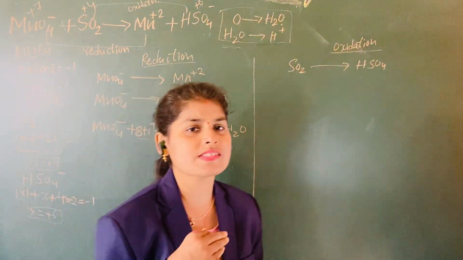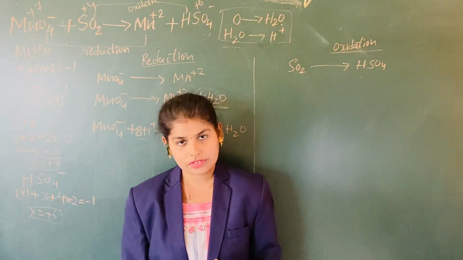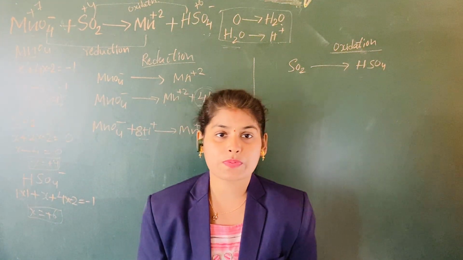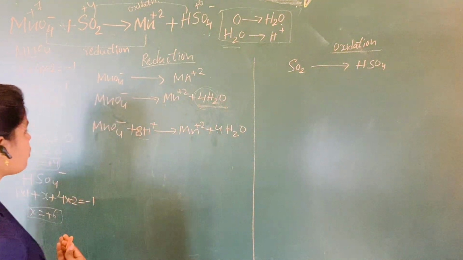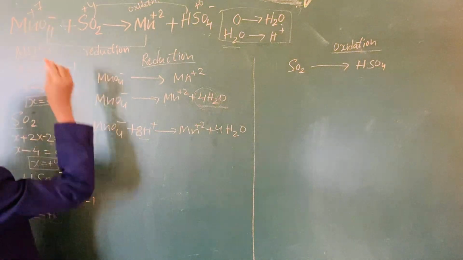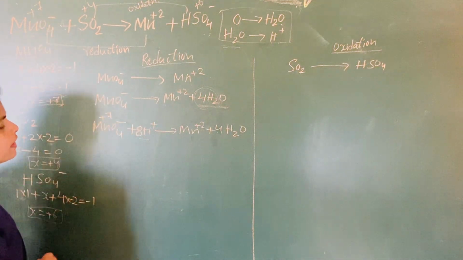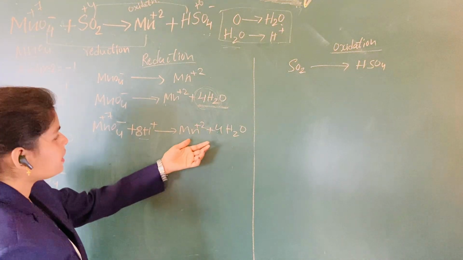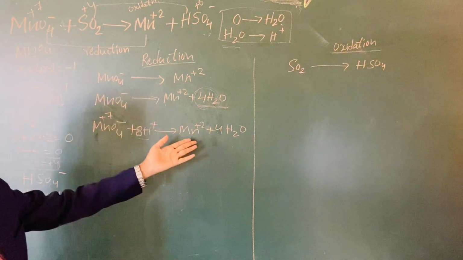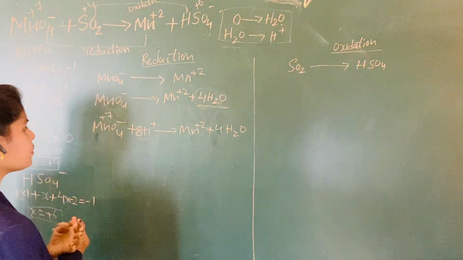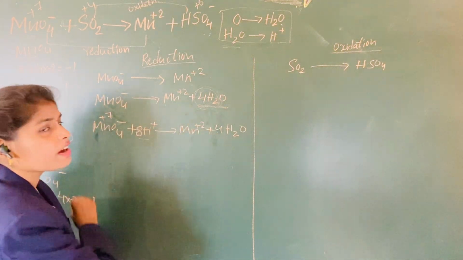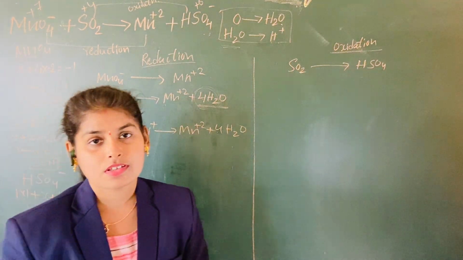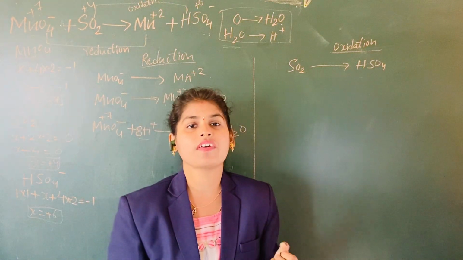After we balance the oxygen and H2O, the next thing we need to do is balance the charge. To balance the charge, look at the charge of Mn in MnO4, which we already found is plus 7. And the charge of Mn is plus 2, as given in the equation, so I wrote the same thing. The difference from plus 7 to plus 2 is 5 electrons. So we have to add 5 electrons.